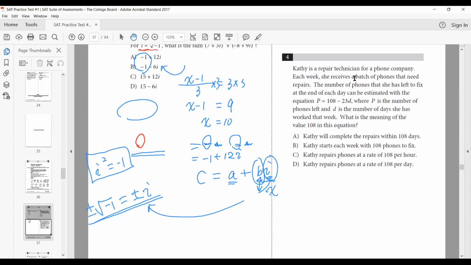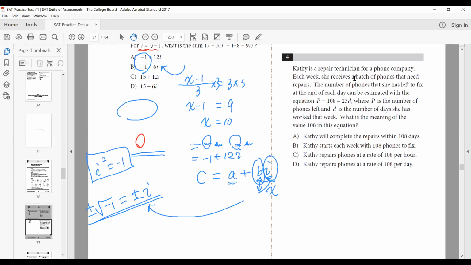Kathy is a repair technician for a phone company. Each week she receives a batch of phones that need repairs. The number of phones that she has left to fix at the end of each day can be estimated with the equation P equals 108 minus 23D, where P is the number of phones left and D is the number of days she has worked that week. What is the meaning of the value 108 in this equation?